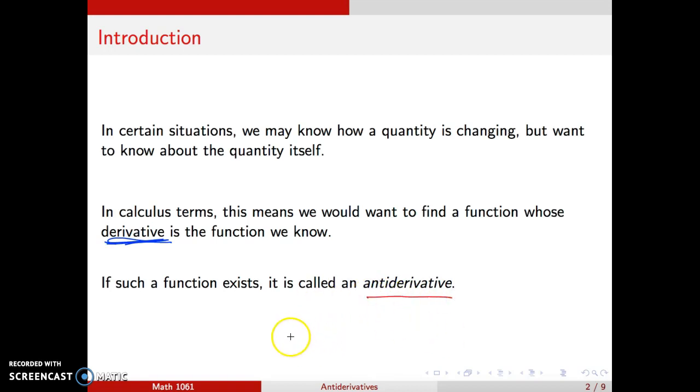Maybe a better name. Wait, see if I can write a little better. Reverse derivative. I don't know. I'm spending too much time just writing it.